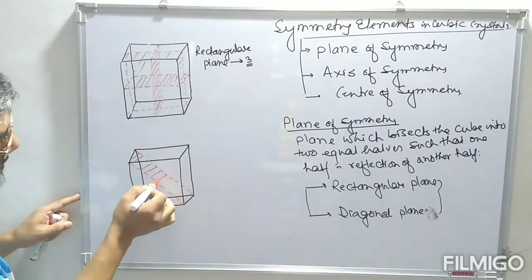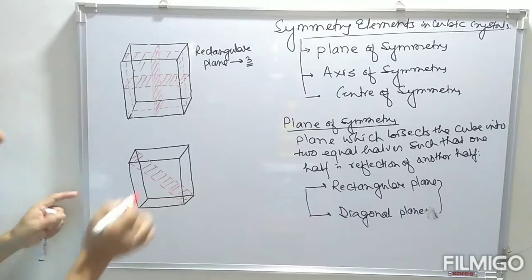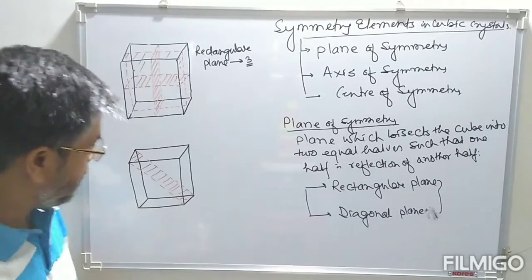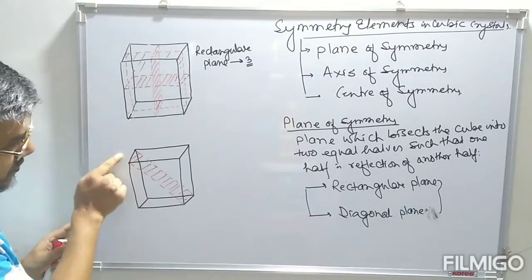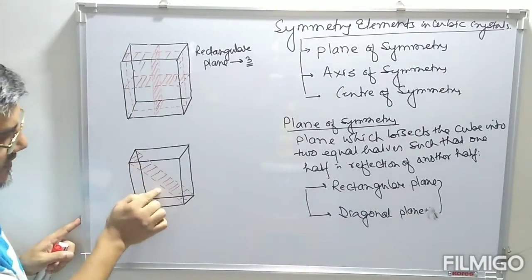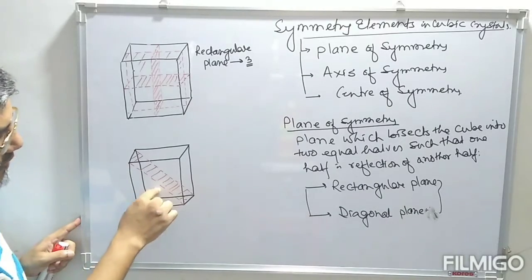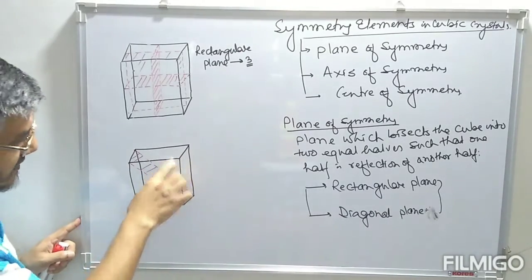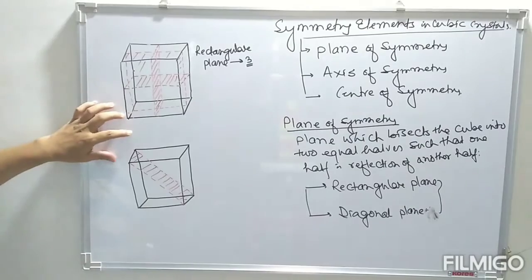This is a plane along the body diagonal. If you take this plane along the body diagonal, we say this is a diagonal plane. Now, this plane bisects the cube into two equal halves such that this half and this half are reflections of each other.